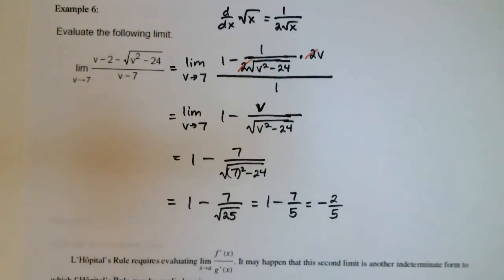So the limit as v approaches 7 of v minus 2 minus the square root of v squared minus 24, all divided by v minus 7, will end up being -2/5. Okay.